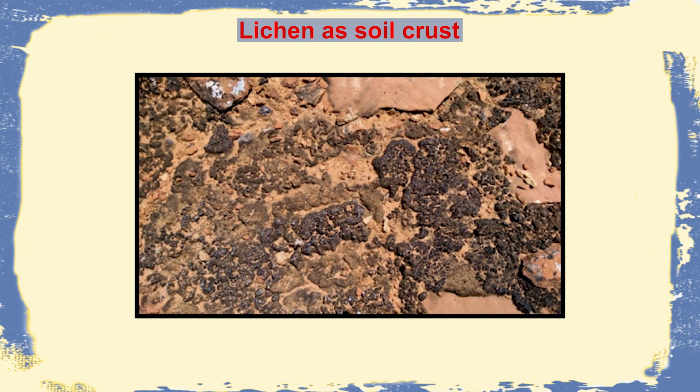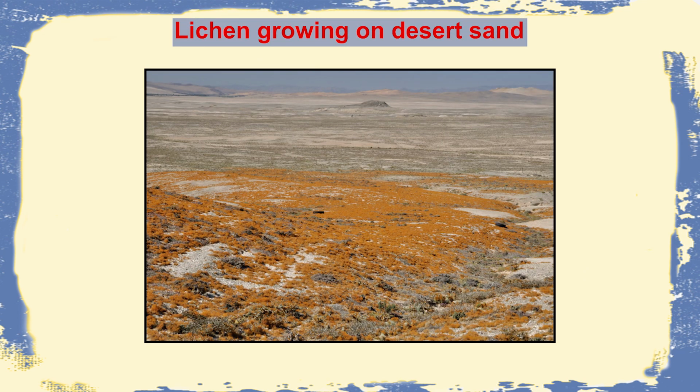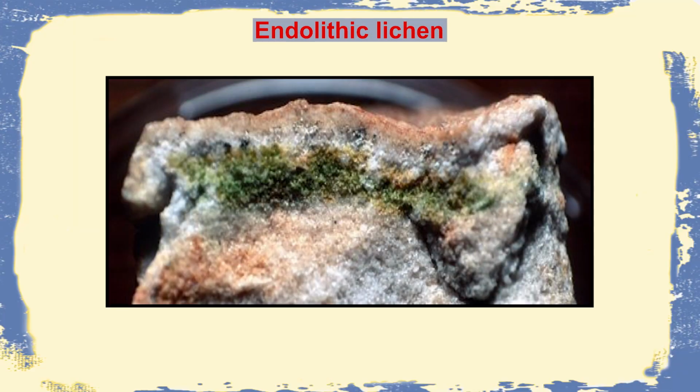Lichen can also grow in the soil crust and it can also grow in the poles in ice. Lichen is growing in sand, in desert condition, high extreme temperature, and sometimes if there is a crack inside a rock, it can grow inside the crack, and this is called endolithic lichen. And very strangely, the photosynthetic component actually will be surfacing while the non-photosynthetic component remain inside the rock.